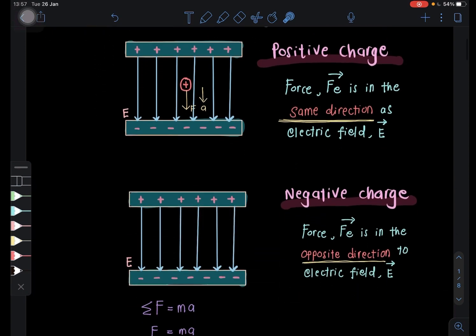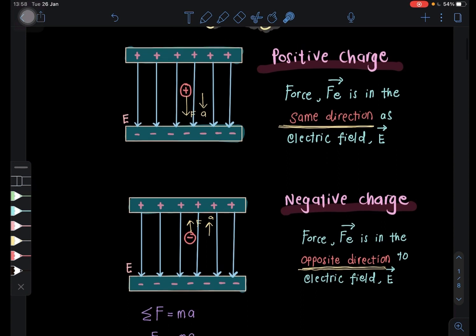Next one is when we have a negative charge pula. So when we put a negative charge inside the uniform electric field, naturally it will be attracted towards the positive plate. So there will be a force exerted and the motion will be towards the positive plate, which is actually in the opposite direction to the electric field. So electric field still sama, from positive to negative, dia tidak akan berubah. That's how the electric field behaves.